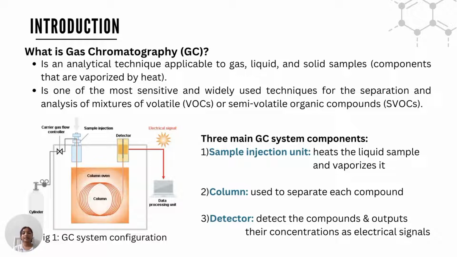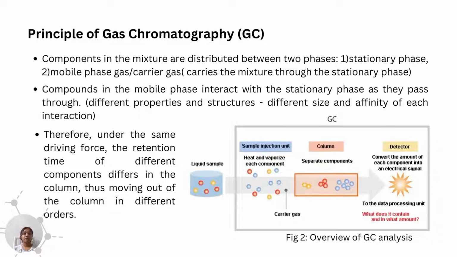There are three main system components in the GC system. First is the sample injection unit, second is the column, and third is the detector. The sample injection unit heats the liquid sample and vaporizes it. Moving on to the column, it is used to separate each compound, and the detector detects the compounds and outputs their concentration as electrical signals.